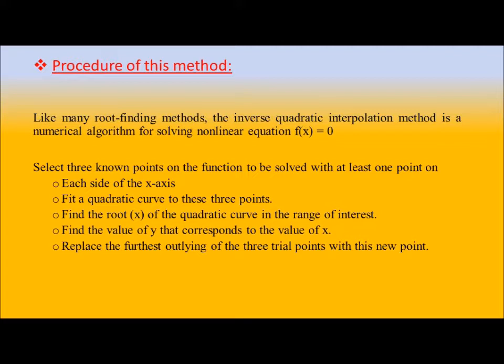First of all, we have to select three points on the function to be solved, with at least one point on each side of the x-axis. Second, fit a quadratic curve to these three points, and find the root x of the quadratic curve in the range of interest. Then we have to find the value of y that corresponds to the value of x. Then we have to replace the furthest outlying of the three trial points with this new point. Once again, let's see next.